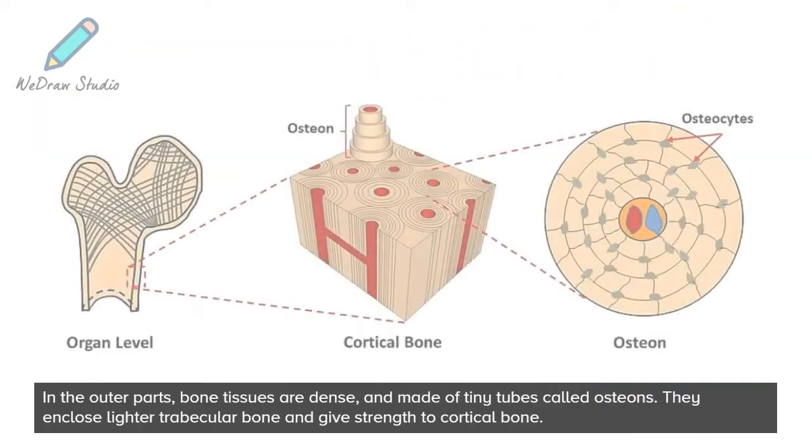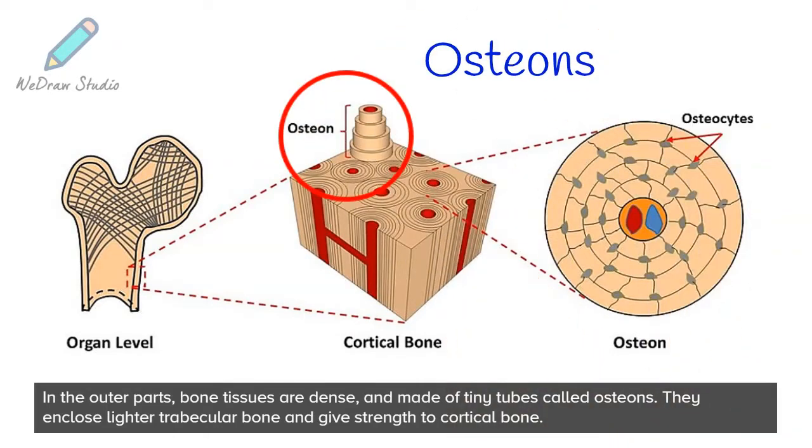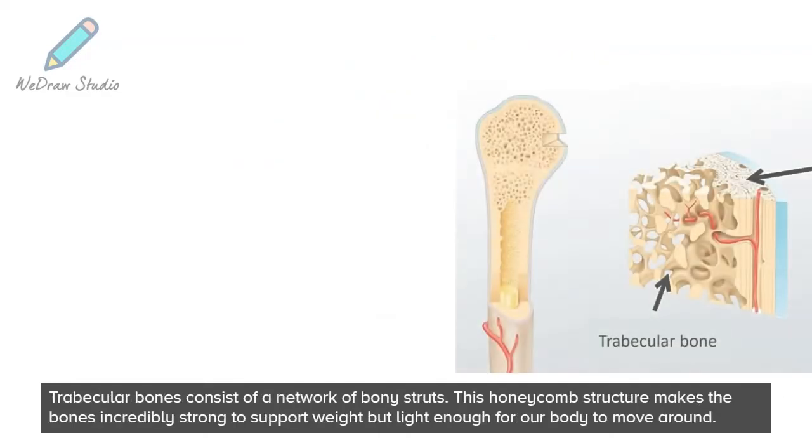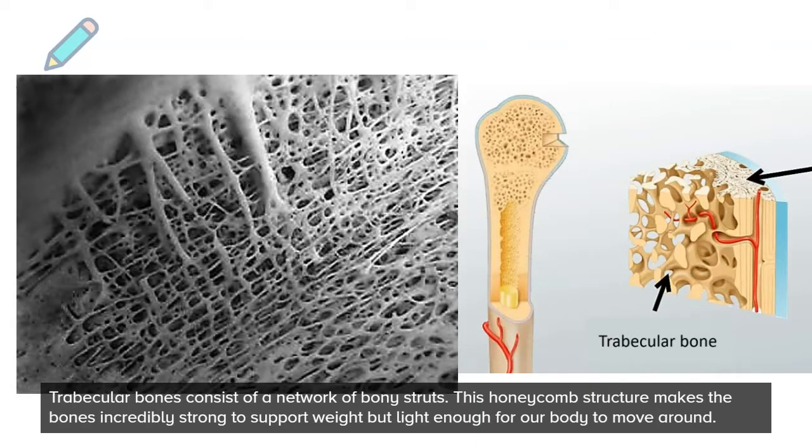In the outer parts, bone tissues are dense and made of tiny tubes called osteons. They enclose lighter trabecular bone and give strength to cortical bone. Trabecular bones consist of a network of bony struts. This honeycomb structure makes the bones incredibly strong to support weight, but light enough for our body to move around.